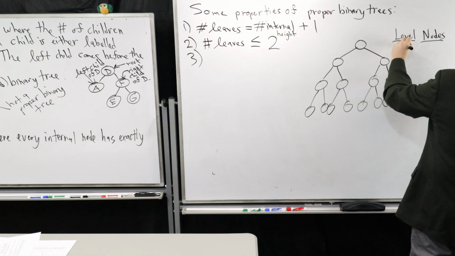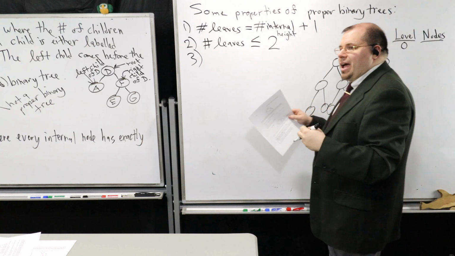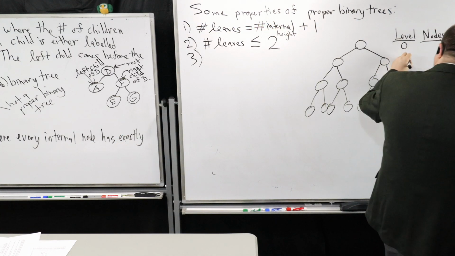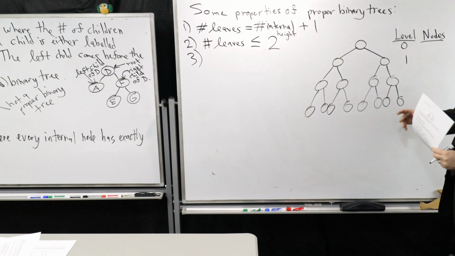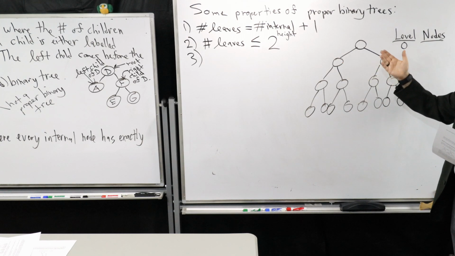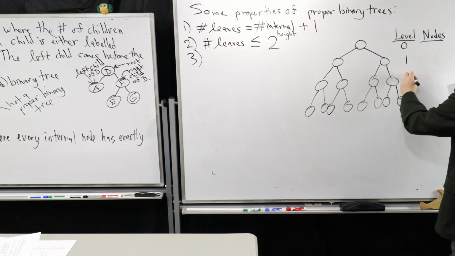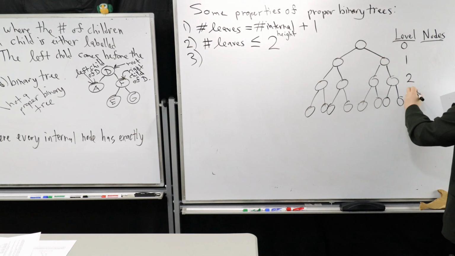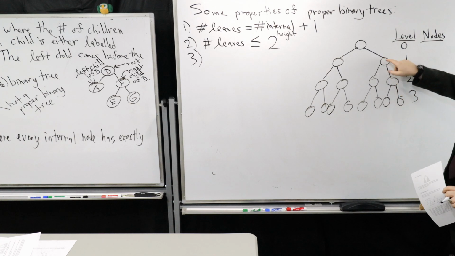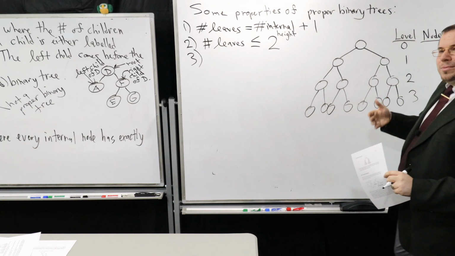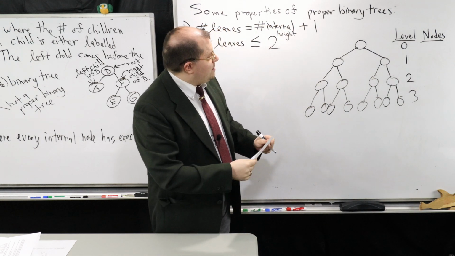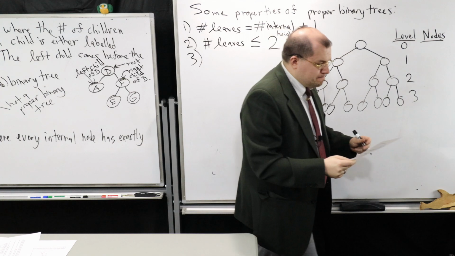So level 0 consists of all nodes that have 0 ancestors, namely the root. Level 1 consists of the nodes with exactly 1 ancestor. Those that are in level 2 have 2 ancestors, right? The ones in level 3 have 3 ancestors. So this is why we call them level 0, level 1, level 2, level 3. It's sometimes helpful for us to see this.